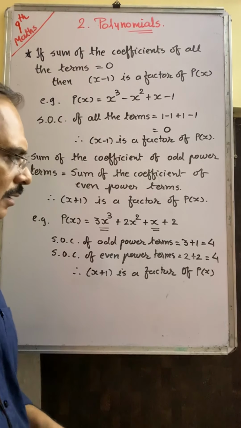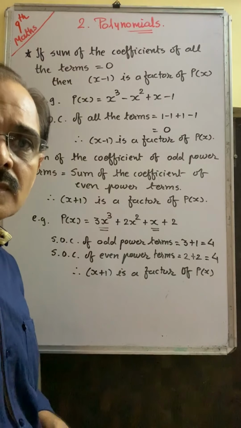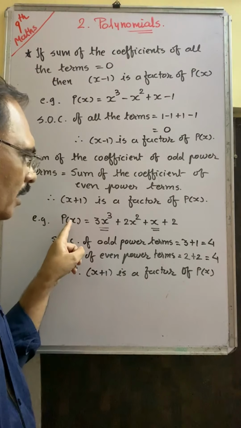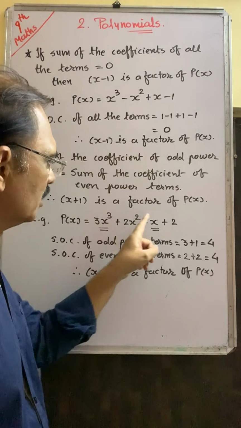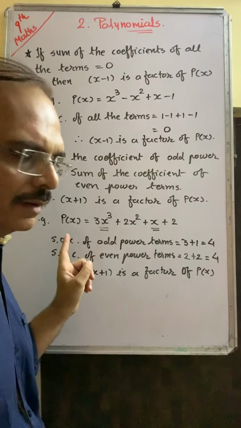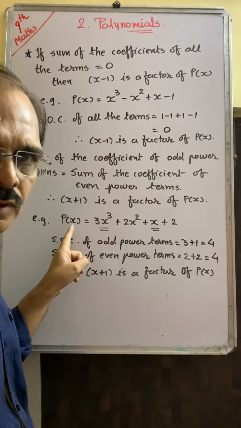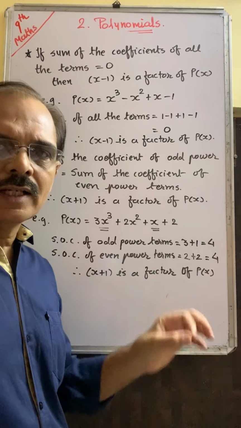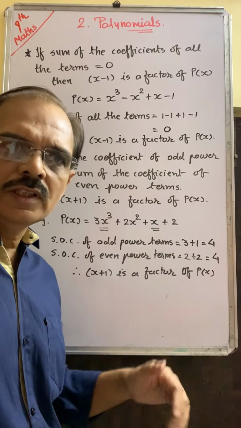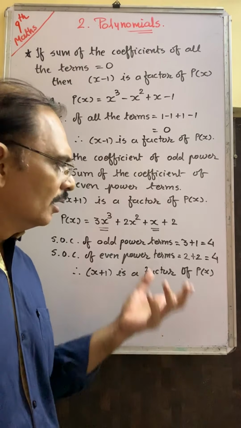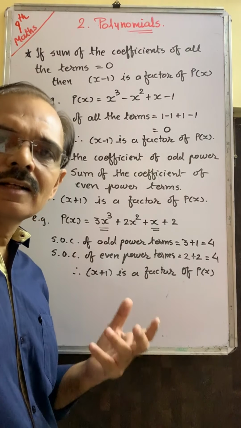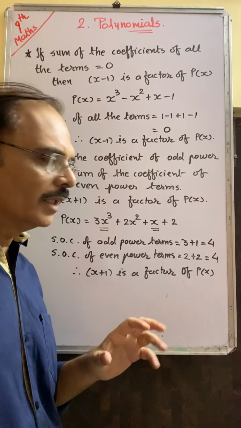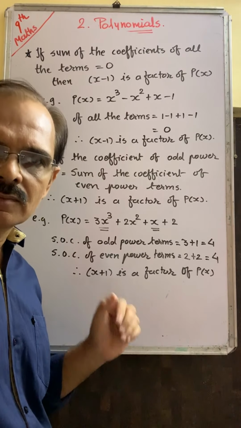And now the another question, if it is not same, then what? Then try and error method. Place p of 2 here. If p of 2 is 0, then x minus 2 is a factor. Place p of minus 2. If you place here minus 2, okay, and the answer is 0, then x plus 2 is a factor. So in this way you have to try and error. In your textbook, try and error method is given. But we apply this 2 rules so that most of the sums will be done by this.